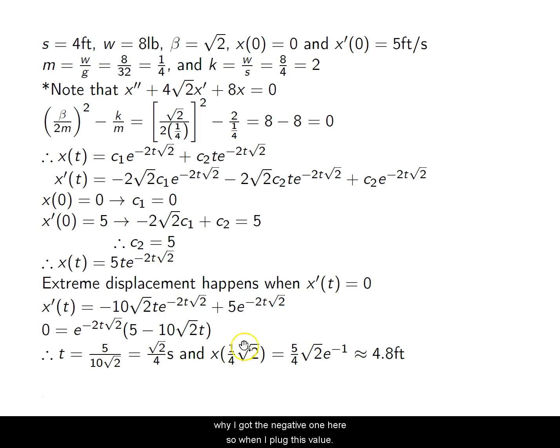Okay, so when I plug this value into my x function, that's what I'm doing here, right? This is not times something. This is the exact value I get out, and this is the approximate value. I think it was something like 4.801 something. That's unnecessary. 4.8 feet is fine.